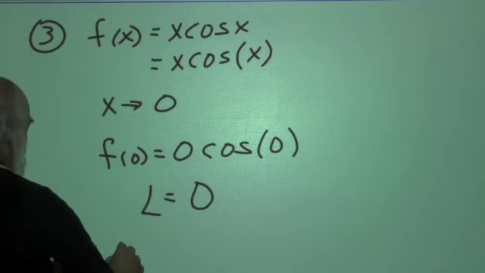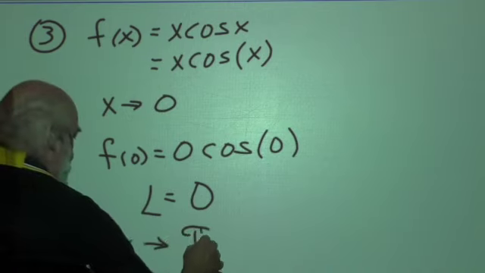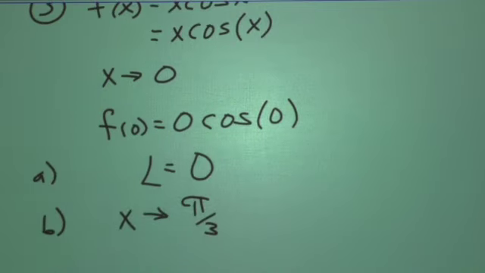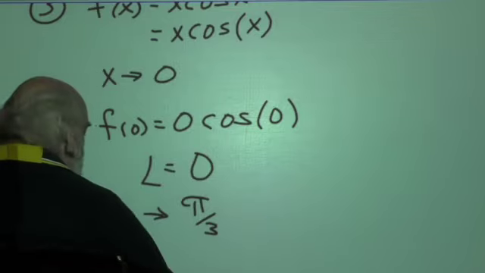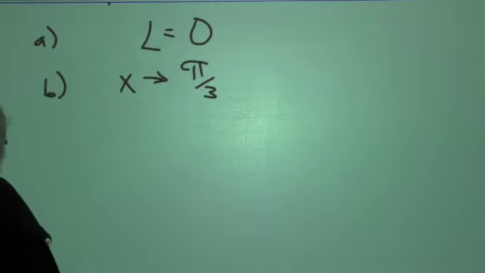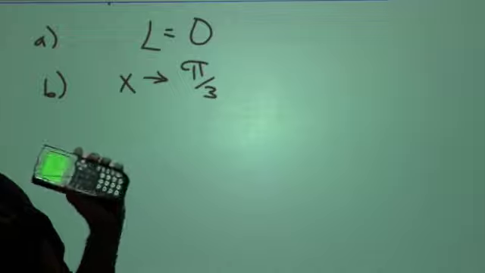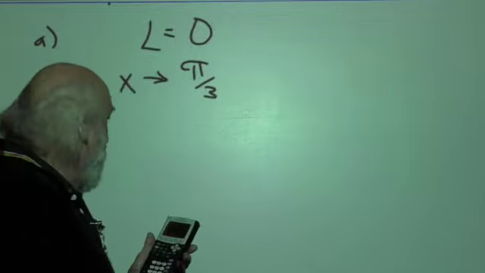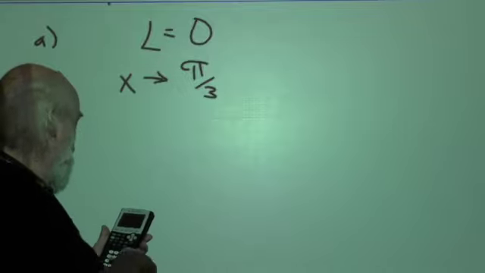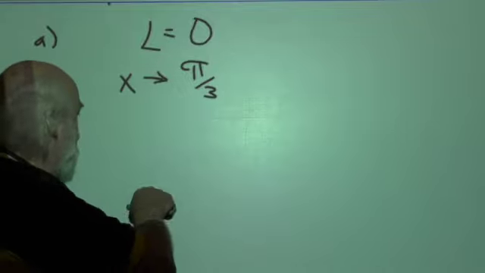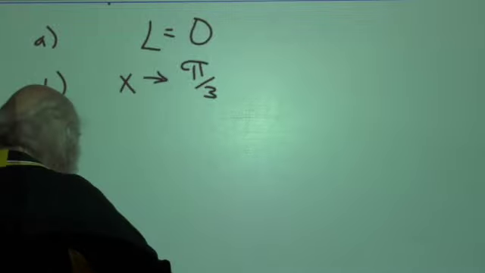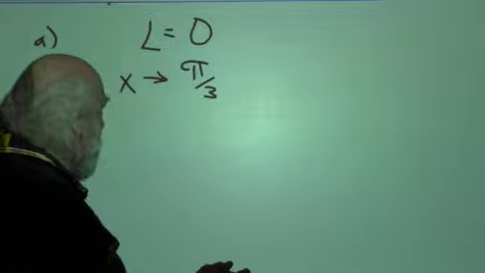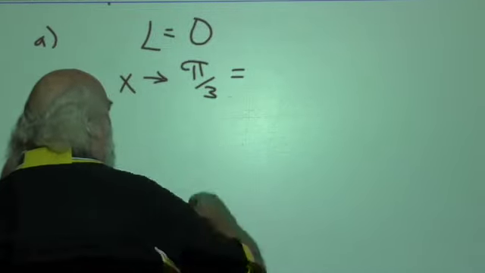Part B then, this is where x approaches pi over 3. And so what we're going to do with that is the same thing. We still have the graph. We haven't really done anything with it. So we're going to keep this graph right here, and we're going to use the value for pi over 3. Well, these numbers are all values of 1, 2, 3, 4, 5, etc. So we need to calculate pi over 3.